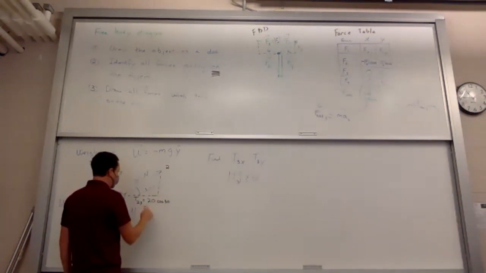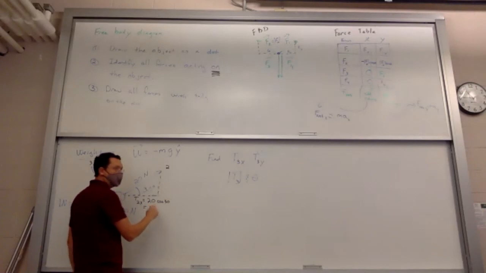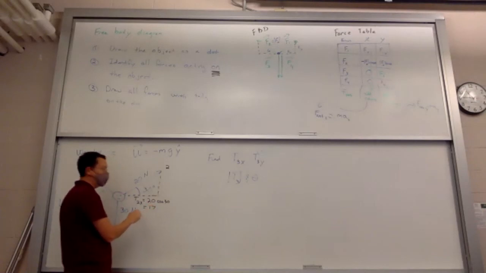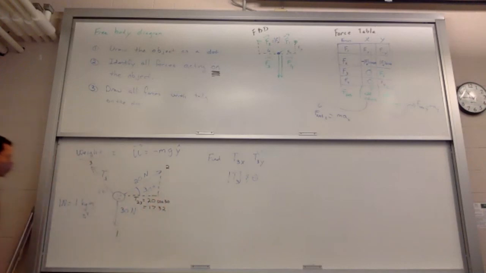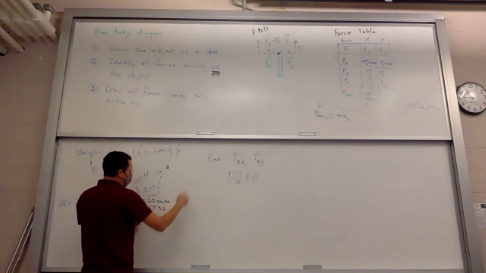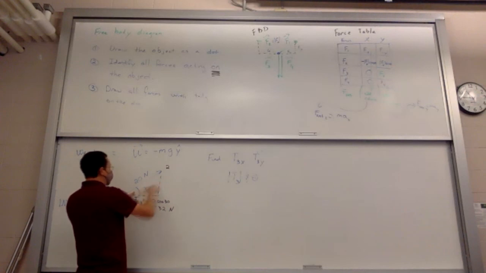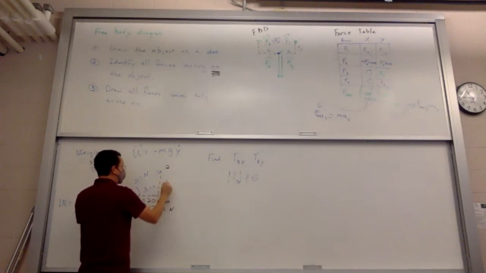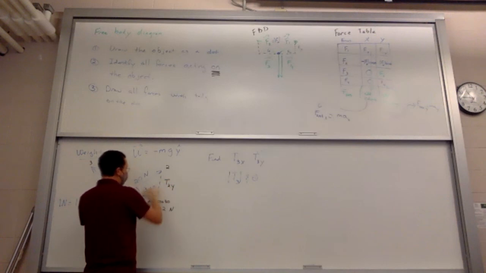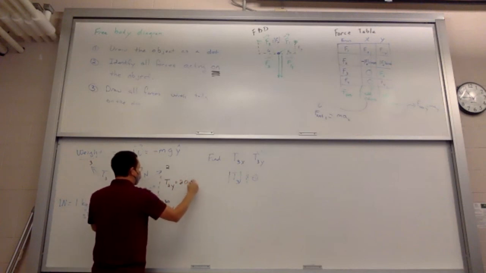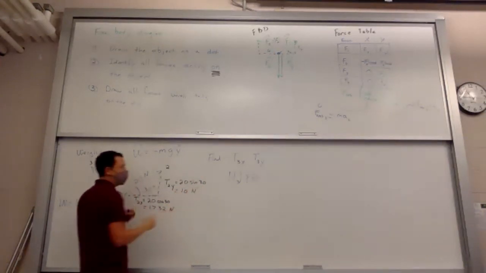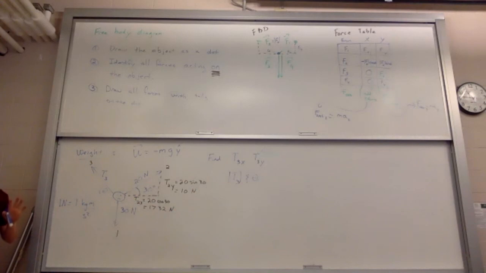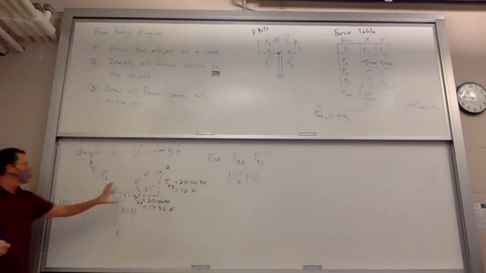So it's going to be 17 point something. What do you get for somebody who did it? 17.32. Okay, fine. And it would be newtons. We're being really careful with units. For the y component, T2y, T2 in the y direction, that's going to be 20 sine of 30. Sine of 30 is a half, so that's going to be 10 newtons. Good so far? Everybody did?